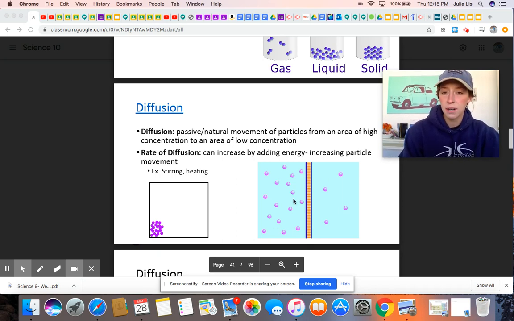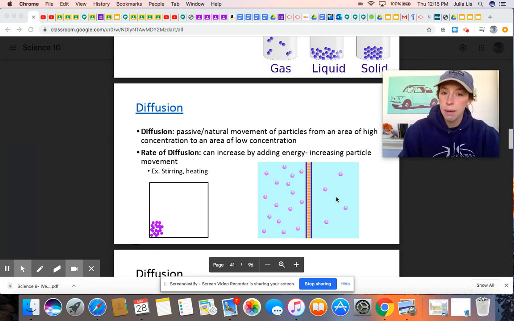So particles on the left-hand side would move to the right because they're highly concentrated on the left, and they're going to move from high to low. They're just going to do that passively. No energy is required. We can increase the rate of diffusion.